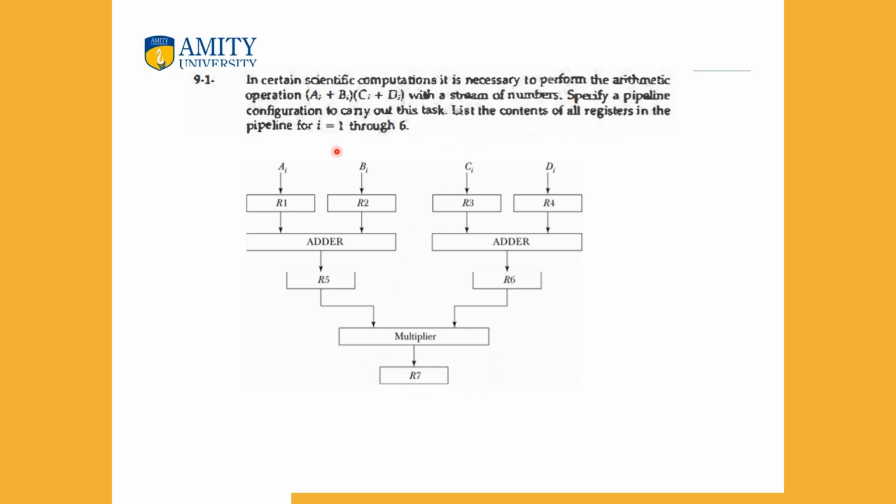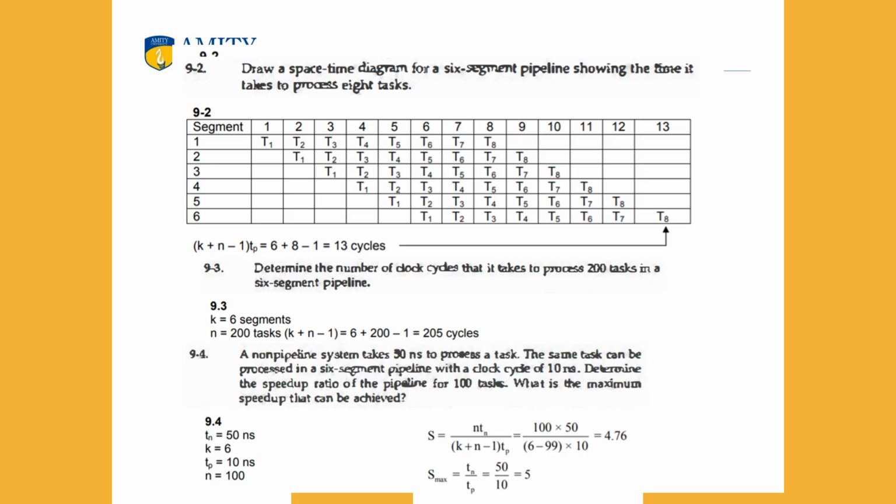This is how we can draw the pipeline for I numbers from I is 1 to 6. I can be 1 to 6, so you don't need to worry about that since we only have to draw the pipeline over here. Hence we will show the pipeline format.